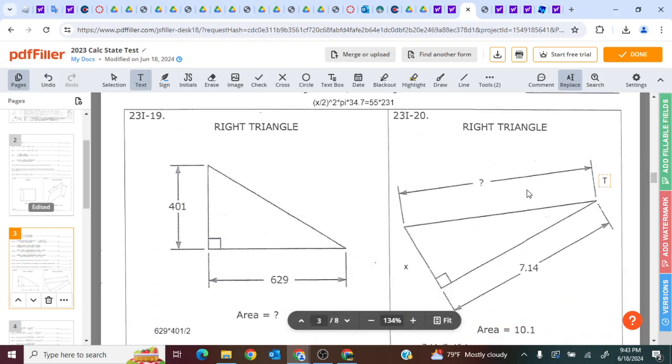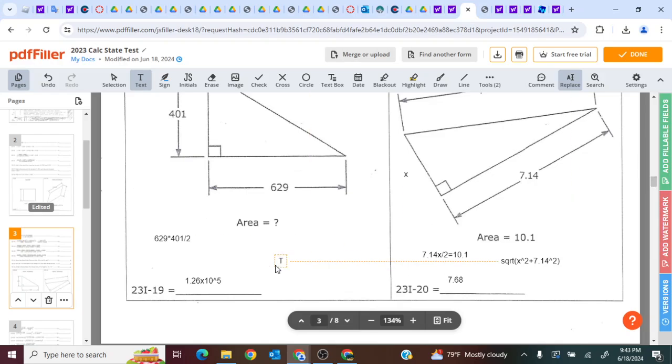19, right triangle. Area of a triangle is length times height over 2. 629 times 401 over 2 gets you an area of 1.26 times 10 to the 5.